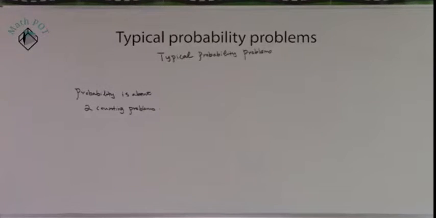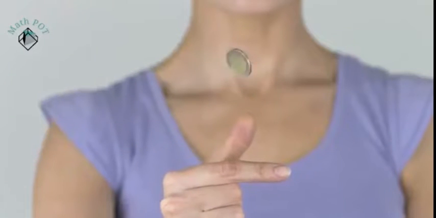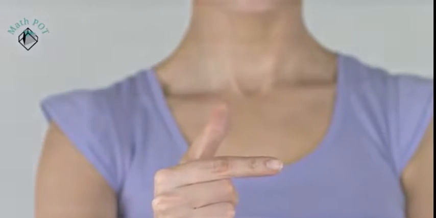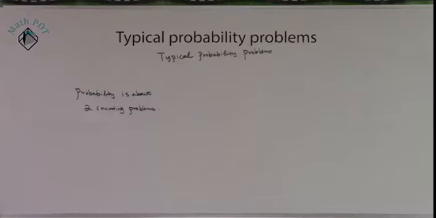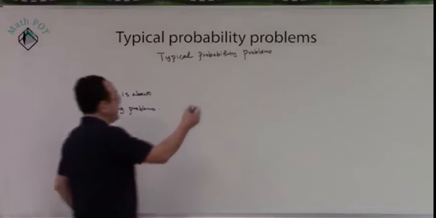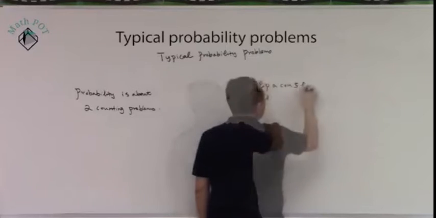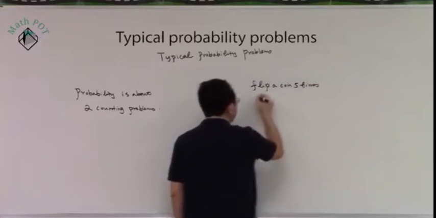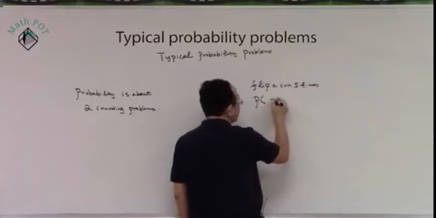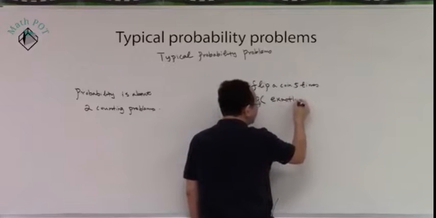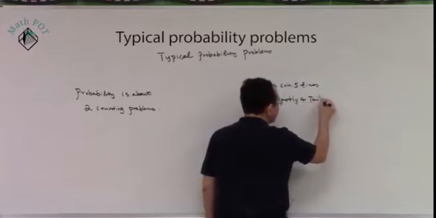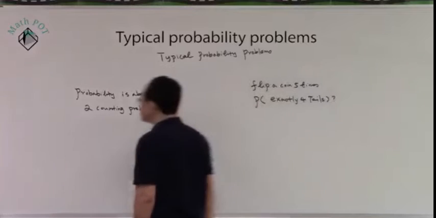So first one, let's see. A fair coin is flipped 5 times. What is the probability that we get exactly 4 tails? That is our first example. If we flip a coin 5 times, what is the probability that we have exactly 4 tails? Let's see how to solve this problem.